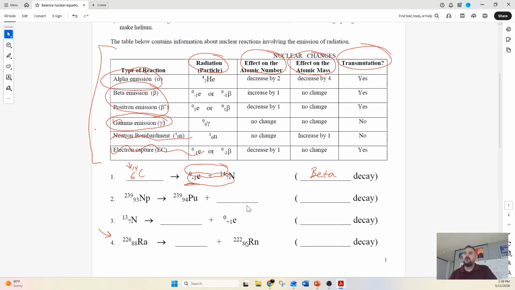Let's take a look at number 4. We have 226 on this side, 222 on this side. So what do we have to add over here? What goes on the top? What goes on the bottom? What element is this? And then what type of decay? Alpha.